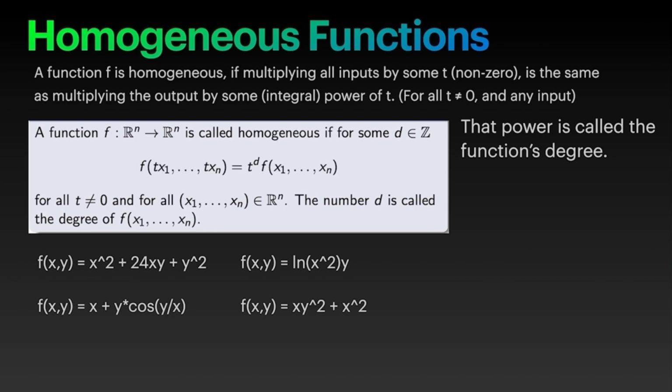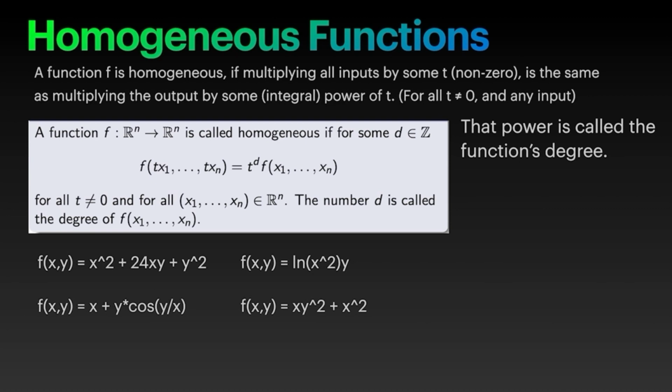Now we are going to look at another type of differential equation, the homogeneous differential equation. But before we can do that, we must look at homogeneous functions. A function has some input variables, and a function is homogeneous if when you multiply all inputs by some non-zero number t, then the value of the function becomes some power of t times what it previously was. That is the definition of a homogeneous function, and that power of t must be an integer, and that power is called the function's degree.